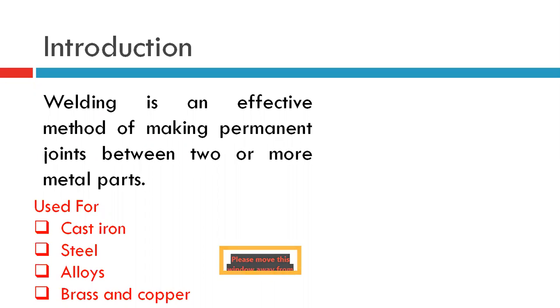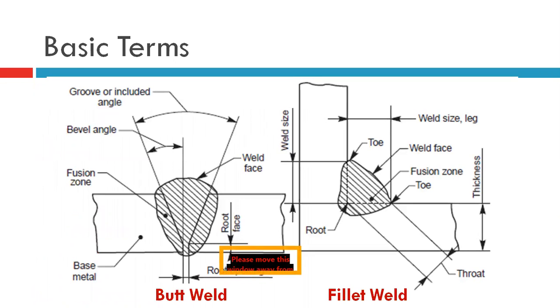Particularly, welding joints are used to join two different cast iron materials, then steel, steel alloys, then brass and copper. These are the different metals we can join. We know the definition of welding is to join two parts permanently. But which are the different basic terminologies in welding joints? These are some basic terminologies which we are going to discuss here.